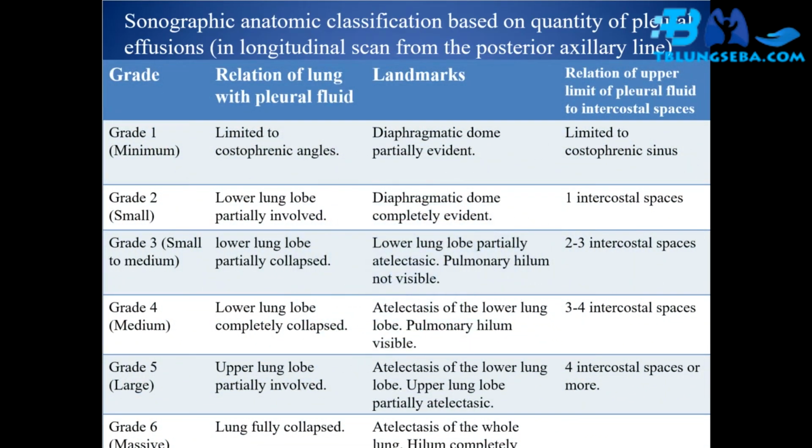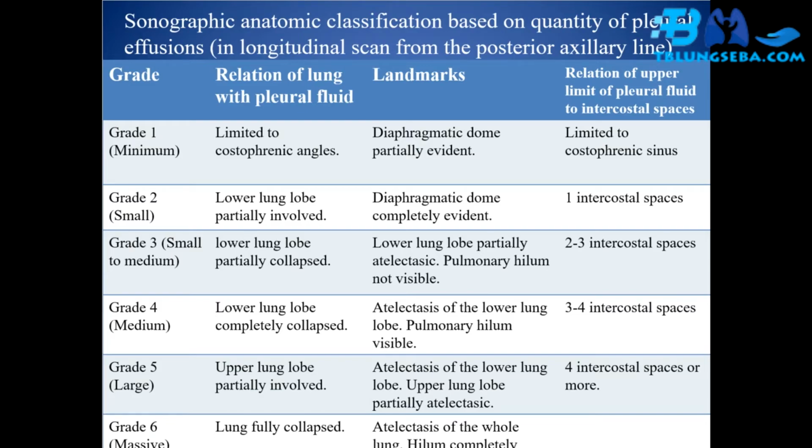Grade. Relation of lung with pleural fluid. Landmarks. Relation of upper limit of pleural fluid to intercostal spaces. Grade 1, minimum. Limited to costophrenic angles. Diaphragmatic dome partially evident. Limited to costophrenic sinus. Grade 2, small. Lower lung lobe partially involved. Diaphragmatic dome completely evident. 1 intercostal space.